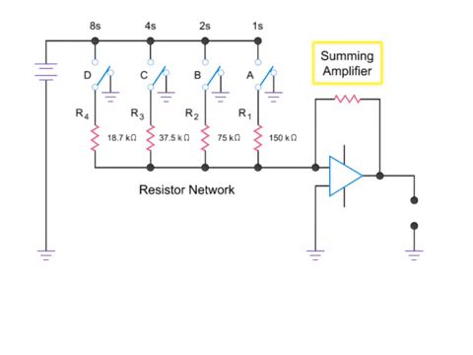The summing amplifier has an operational amplifier, or op-amp, coupled with a 10 kiloohm feedback resistor. The feedback resistor's role is to control the voltage gain of the amplifier.